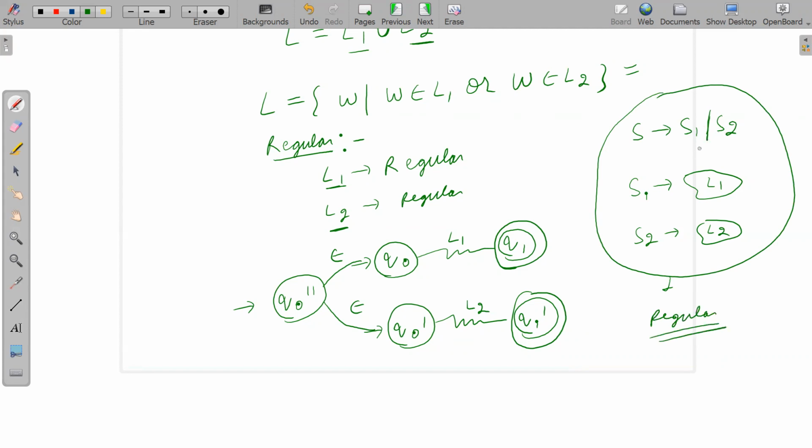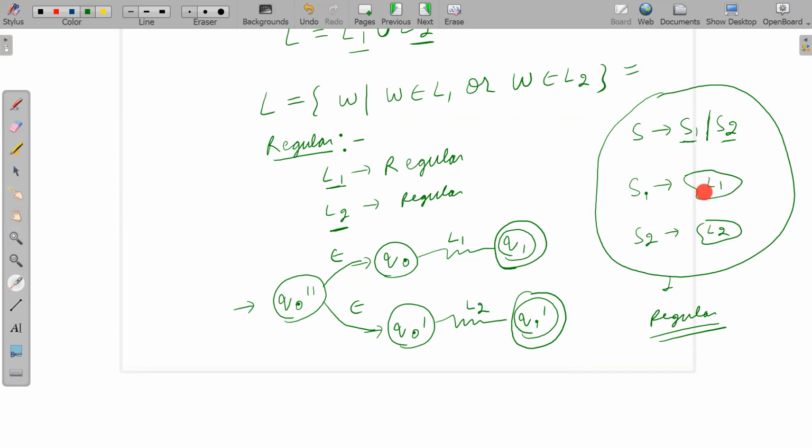If you are not able to follow why this is regular, you have to watch my Chomsky hierarchy video; I have explained all these things in that lecture. S implies S1 is a unit production, which is regular, and S implies S2 is also regular. So the entire grammar is regular. So I have designed a regular grammar which can generate L1 union L2. That means regular languages are closed under union.